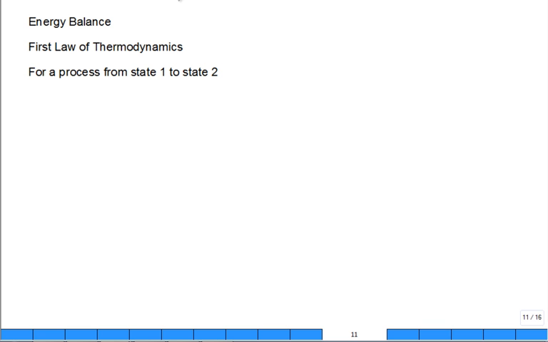We write it for a process starting from state 1 to state 2. So we say the energy of the system can change. It can change by having a heat transfer in, or it can change by having a work transfer out. That's the simple form. You say, well, this energy, this cap E, is the total energy of the system.